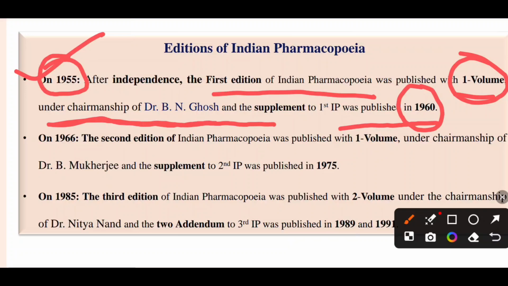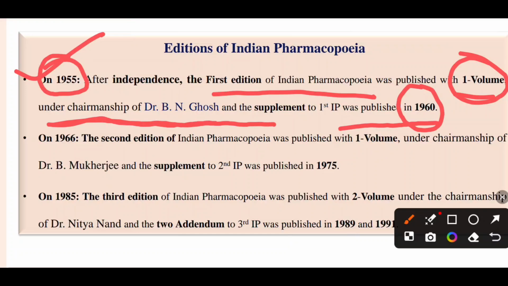Supplements means what? After publication of the first edition of Indian Pharmacopoeia, again you have to collect some information regarding such type of drugs. All of you know what do you mean by Pharmacopoeia? Pharmacopoeia is a government official book which describes the standard of drugs, their formula, their name, their chemical name, their identification test. All the information regarding the drugs is present inside the Pharmacopoeia.